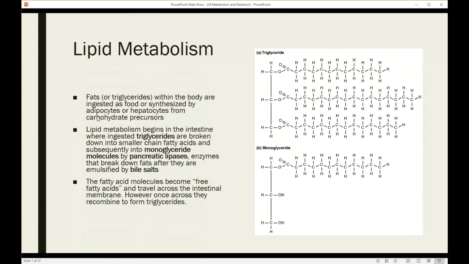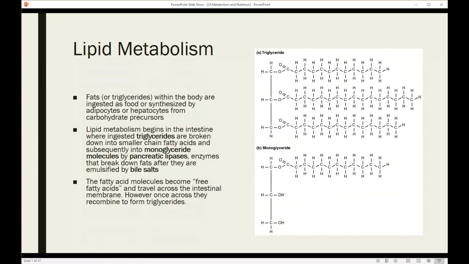Okay. So when we break down lipids or fats, they're generally formed as triglycerides. Remember, triglycerides have the 3. That's what the tri means. This is a monoglyceride with these fatty acid chains attached to it, okay? And so lipid metabolism begins within the intestines. There we ingest the triglycerides. They're broken down into smaller chain fatty acids. So we get them down to monoglycerides.